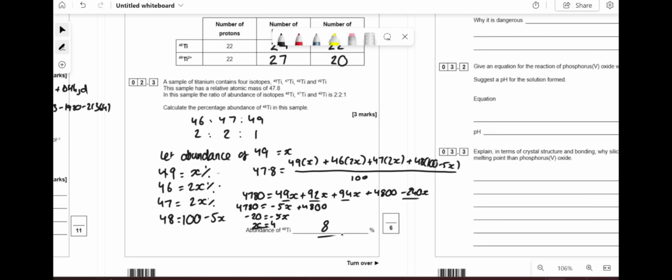Whenever you get questions like these, always list out each and every isotope, and then you can work out what it is. A lot of the time they'll say there's 2 times as much of this as that, or whatever. Always call the lowest one x, and then list out everything.